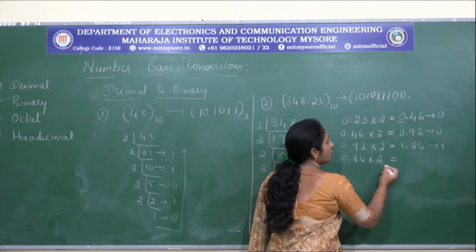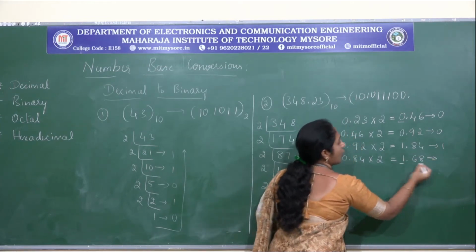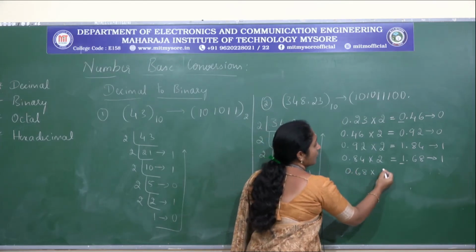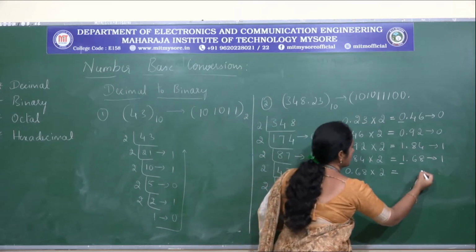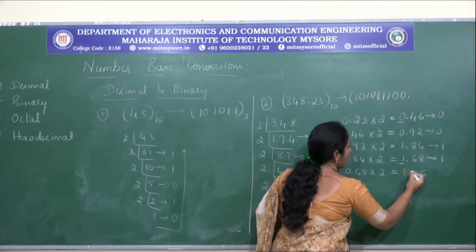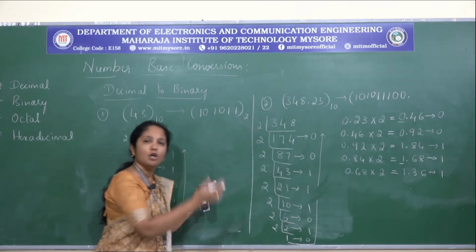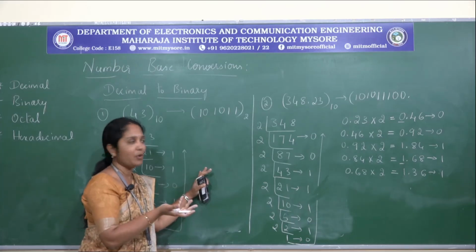Next, 0.84 into 2 is 1.68. You need to record this digit and pass only 0.68 to the next step. So again, 0.68 into 2 is 1.36. So here I need to consider 1. So this will continue. We need to stop after 4 or 5 digits as required.